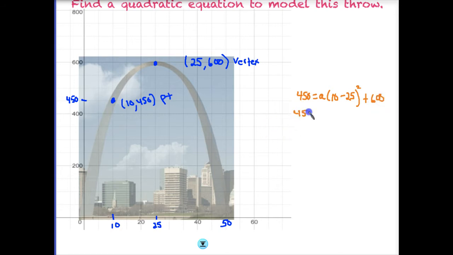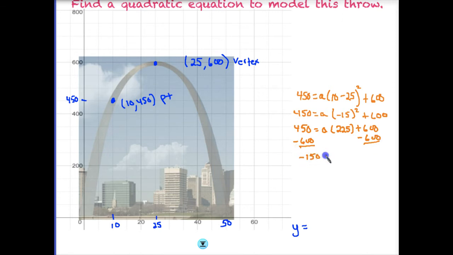Okay, simplifying that, we'll do the parentheses. 10 minus 25 is negative 15, plus 600. Okay, and I left off a 0 here, so let's put that back on. Okay, so we'll go ahead and do our exponents. Negative 15 squared is positive 225 plus the 600. Then if I go ahead and subtract 600 from both sides, I should get a negative 150 here and 225 times a on this side.